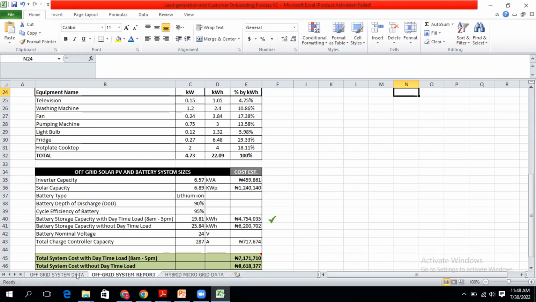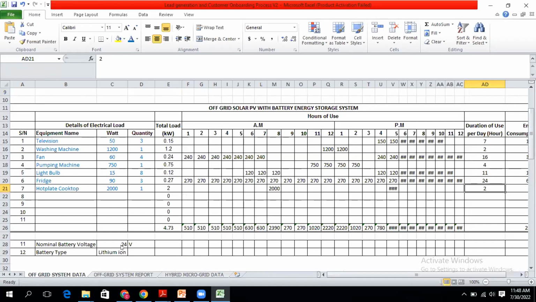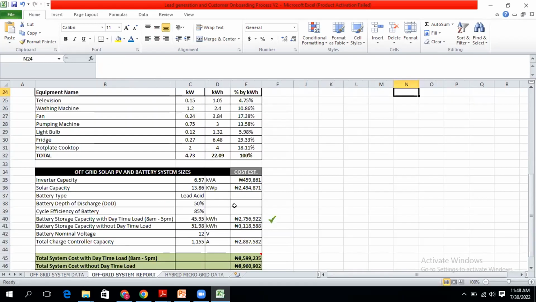Now let us change this into 12 volts, and let us also change the battery technology and see what happens. So if we change to 12 volts here, and we change the battery technology to lead acid, let us see what will happen. You can now see that depth of discharge has changed to 50%, assuming you're using 50% DOD. The cycle efficiency has also dropped to 85%, the battery capacities have changed, and the voltage of the system has also changed to 12. So it happens automatically. I have programmed this already with these assumptions, and that's why I clearly stated the assumptions here.